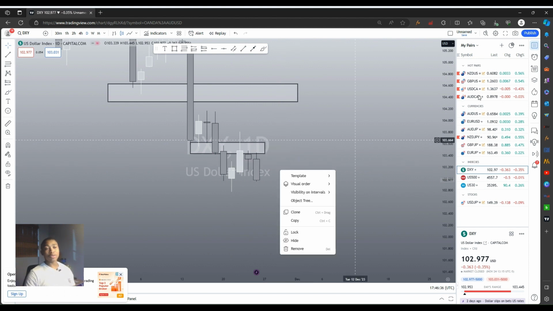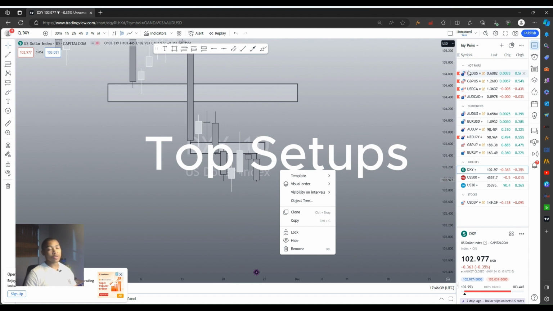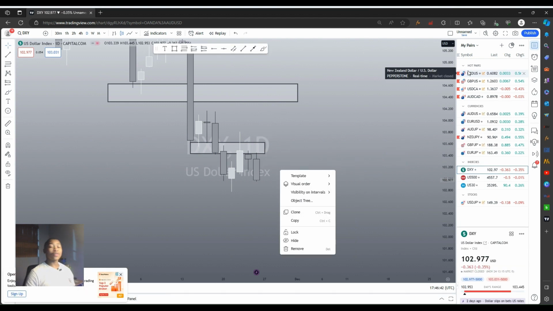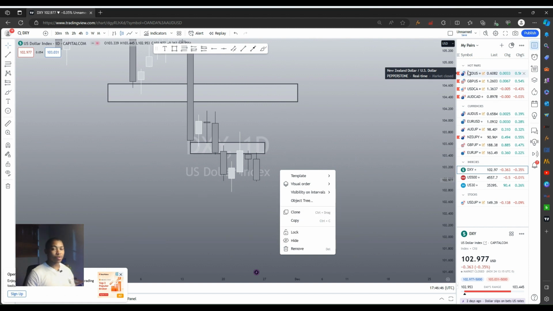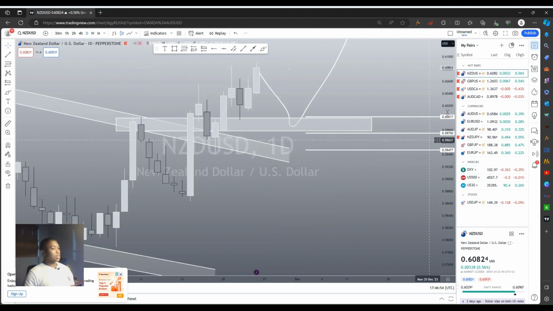So now hopping on to the top setups of this week. And guys, if you do this each and every week, there's no way you will not be profitable. This is how I get my top setups for each and every week. Top setups each and every week.